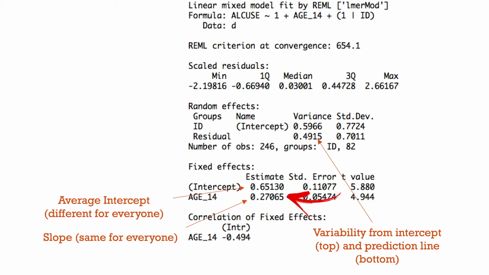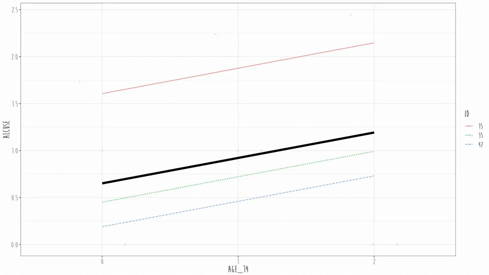And the 0.27 means that every year they got older, they increased the number of drinks they had by an average of 0.27. Nice and lovely. And of course we could visualize this using FlexPlot. And we get a graphic that looks like this. Again, we have a solid black line, which represents the fixed effect. And then we have the different colors representing the slope for each and every individual.